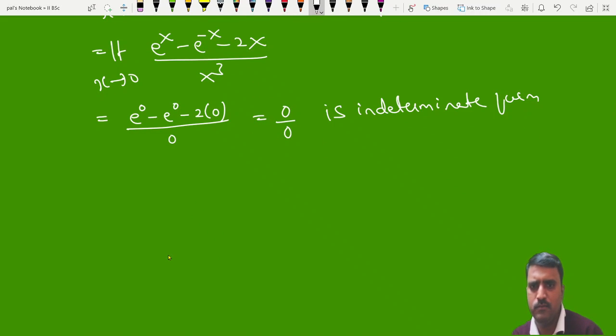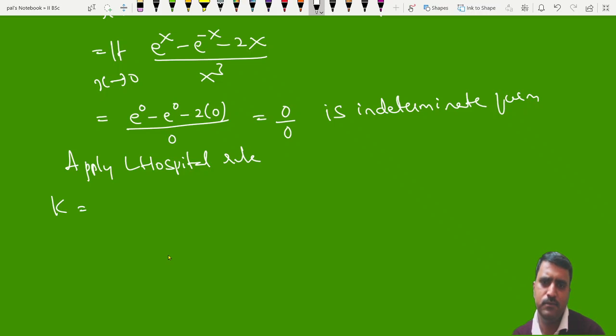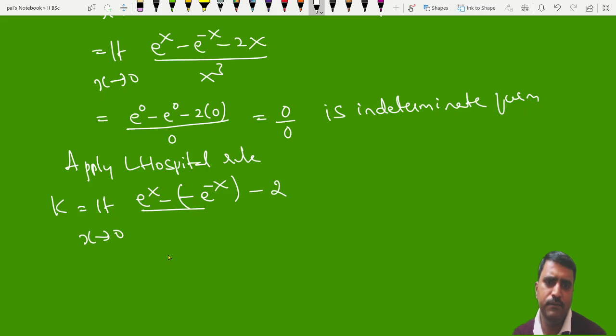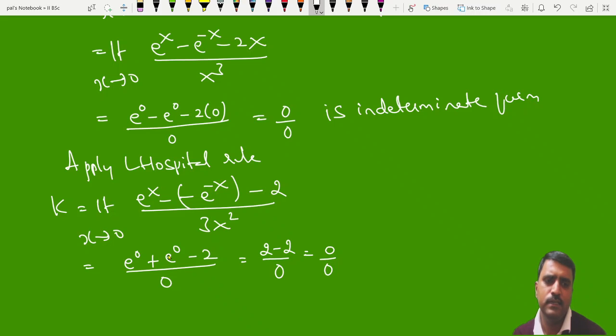Apply L'Hospital rule to this one. So then we have k is equal to limit x tends to 0 of differentiation of e power x is e power x, minus differentiation of e power minus x is minus e power minus x, minus differentiation of 2x is 2, divided by differentiation of x cube is 3x square. So apply the limit to this one: e power 0 minus of minus, it becomes plus, so plus e power minus 0 minus 2 divided by 0. So this is 1 plus 1 is 2. 2 minus 2 by 0, that is 0 by 0, is indeterminate form.